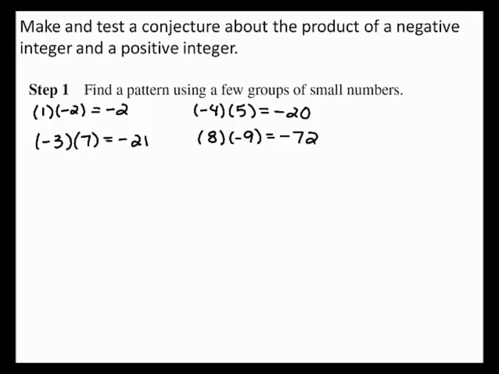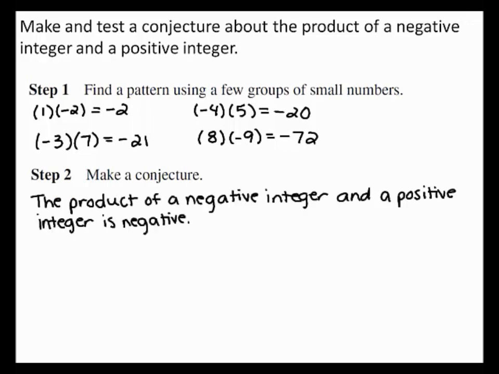Now that you've tested a few groups of small numbers, the second step is to make a conjecture. In step 1, you noticed that each of the products were negative. So, your conjecture could be, the product of a negative integer and a positive integer is negative. Now that you've made a conjecture, the third step is to test your conjecture using other numbers.